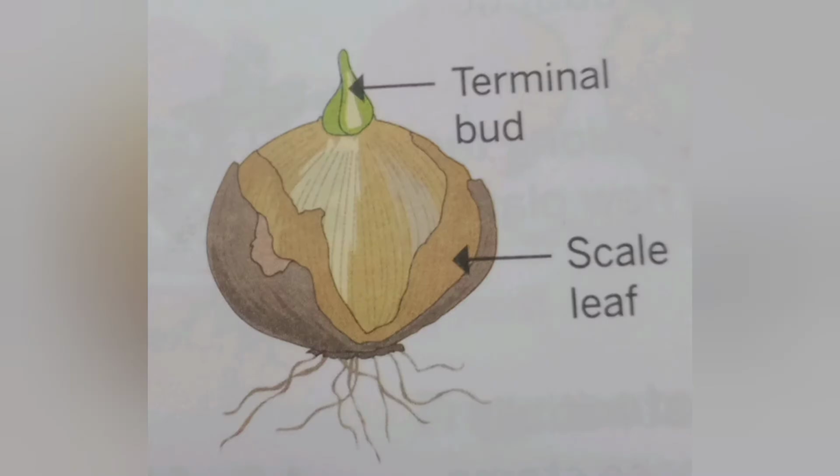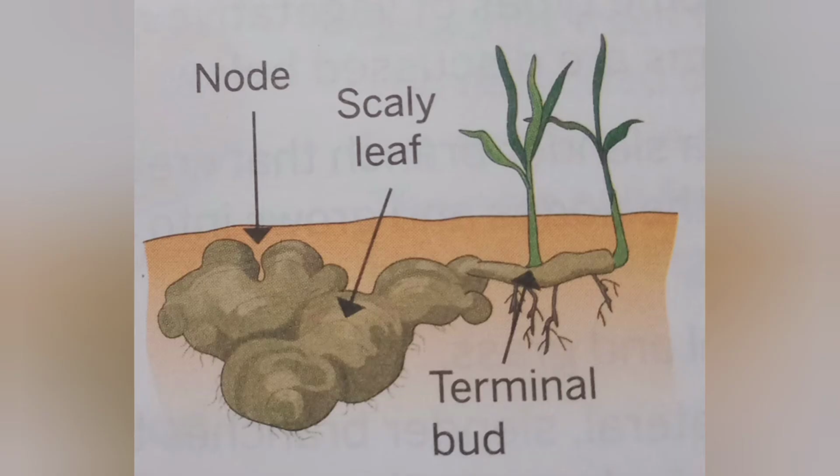Next is bulb. In an onion bulb, the upper end of the stem bears a terminal bud. If you leave an onion for some days in a moist area, you will see a green colored stem arise from its upper side. This is known as a bulb. You can cut it and grow it.